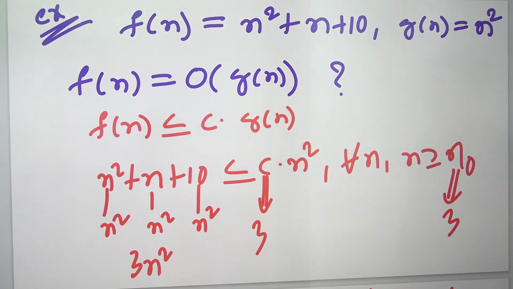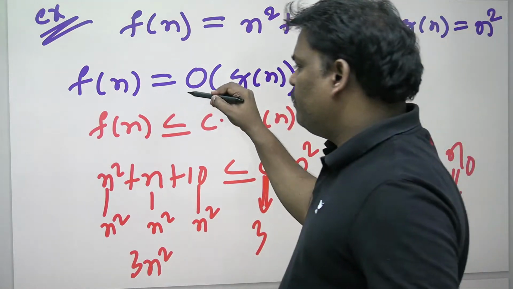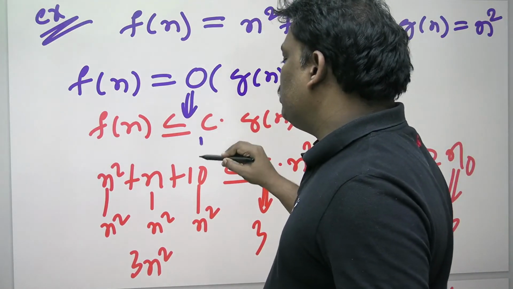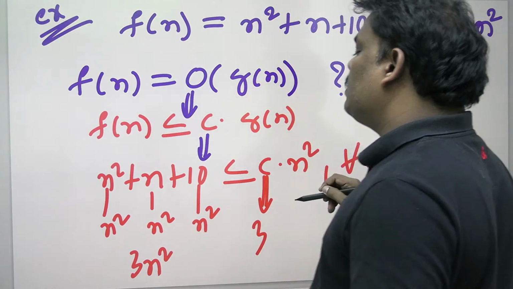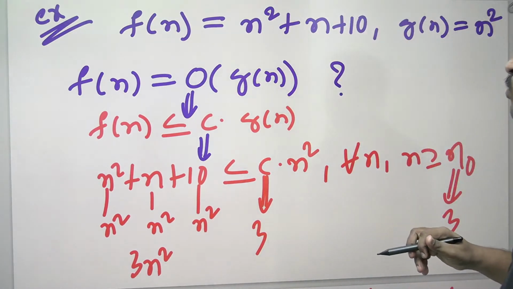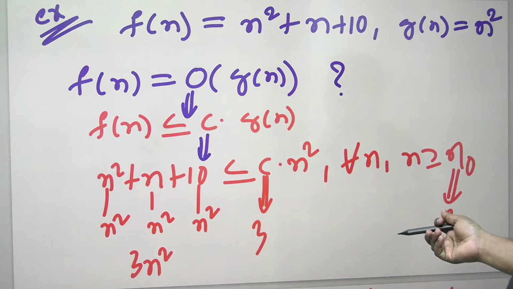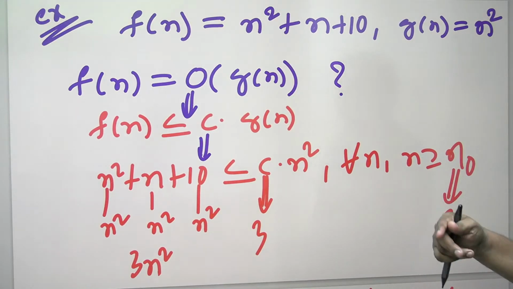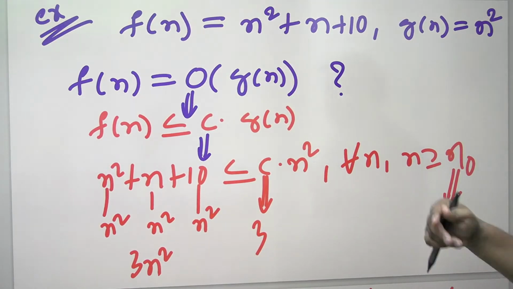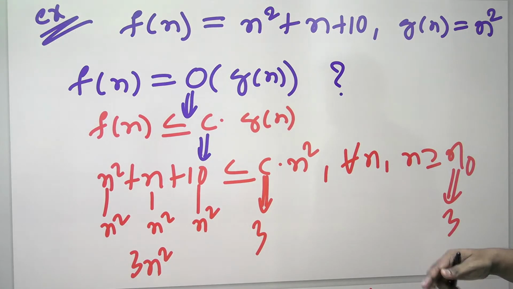I want to prove f of n is big O of g of n, then this condition should be satisfied. I tried. f of n is n square plus n plus 10 less than or equal to c into n square. To be frank, left is bigger, right is smaller, but I want to prove right bigger, right?